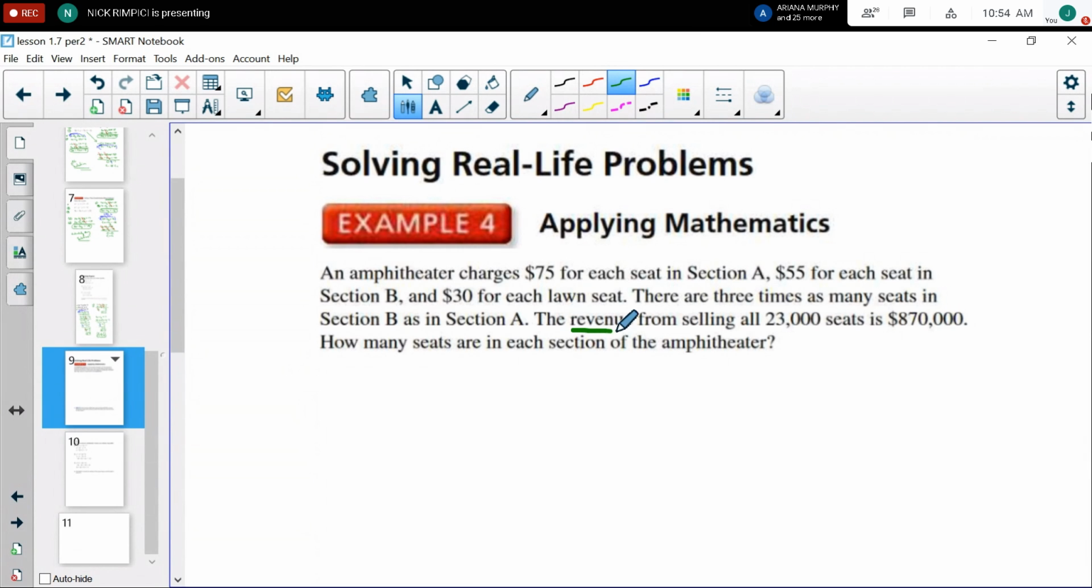If you don't know what this word means, the revenue is the money that we take in when we sell something. For example, if you were selling backpacks for $10 each, and you sell five backpacks, your revenue is $50. Five backpacks times $10 each is $50 of money you take in. So the revenue is the money you receive from selling something. So the revenue from selling all 23,000 seats is 870 grand. How many seats are in each section of the amphitheater?